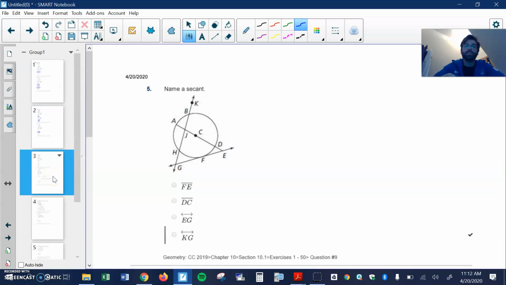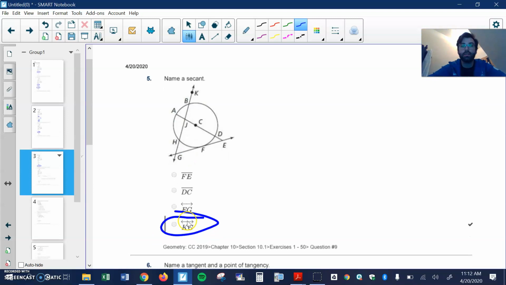Name a secant. Remember, secant segments go through the circle. FE does not go through the circle. DC is a radius. EG is not a secant. It's actually a tangent. GK is the only segment that goes through the circle like this, K to G. And remember, we need to have those arrows over the top like that.